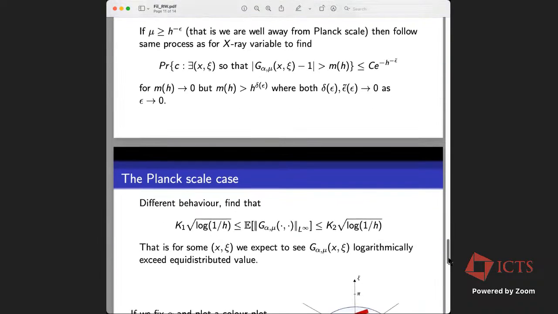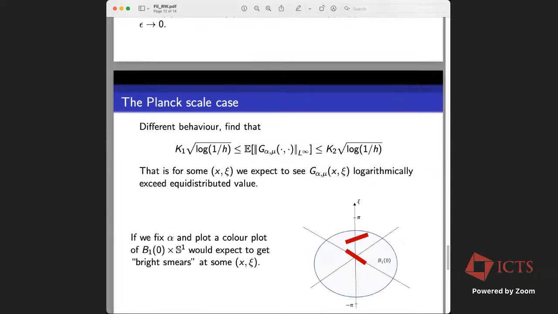However, the interesting things happen when we get up to Planck scale. So once you go up to Planck scale, so that's mu is equal to 1, you get a result that says the expectation grows logarithmically by looking at an L infinity norm, logarithmically in the value 1 on h. So what this is saying is if you're down at the Planck scale, there are some points x and xi that are large. Okay, not all points will be large. If I fix a point and take the expectation, that's not going to be large. But for every random wave I generate, there will be some large points.